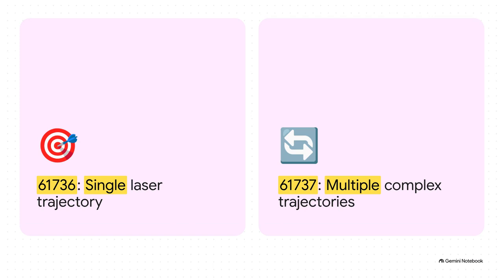Accurate coding for LITT requires you to identify the complexity of the surgical approach directly from the operative report. You're going to select code 61736 for a single brain lesion targeted via a single trajectory. However, if you're reading an op report for a really complex case, maybe a large, irregularly shaped tumor or multiple distinct lesions demanding multiple surgical trajectories and multiple laser placements, then you'll report code 61737.